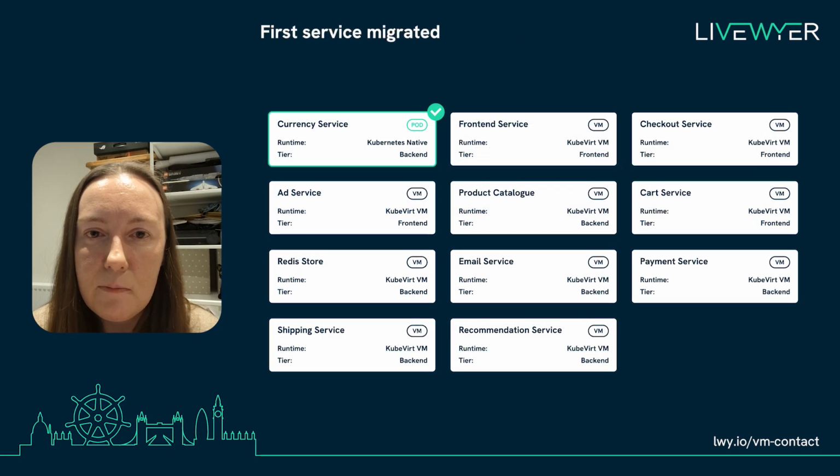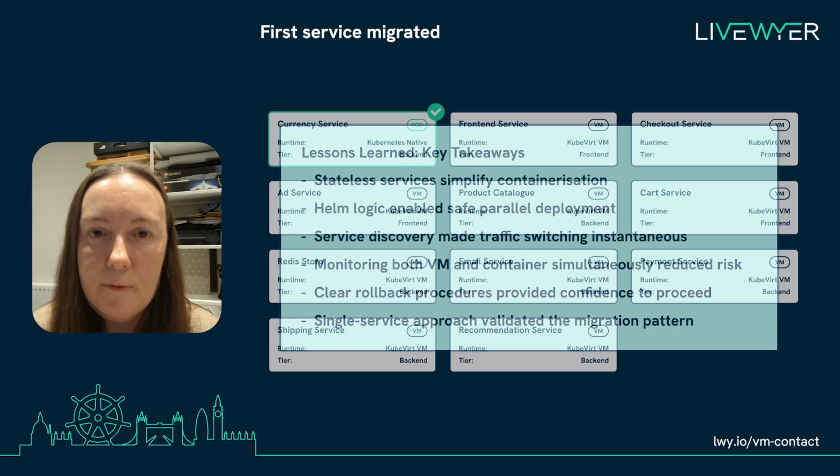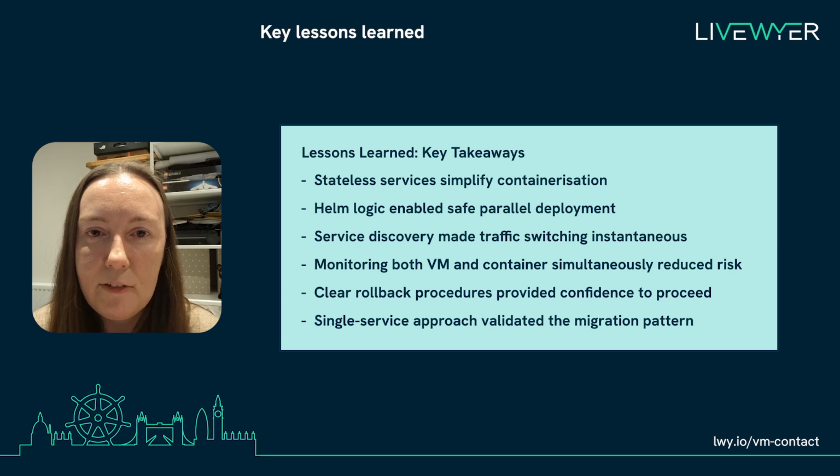This first migration proves the pattern works. More importantly, it gives us insights for improving the process. From this first migration, several lessons emerged. If we start off with a stateless service, this makes containerisation straightforward. Helm's logic allowed for safe parallel deployment. Service discovery made traffic switching instantaneous, which meant pointing the existing currency DNS to the pods was easier than changing the endpoint in the front end.